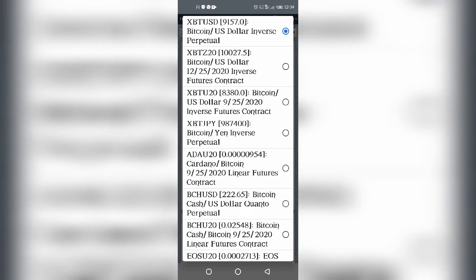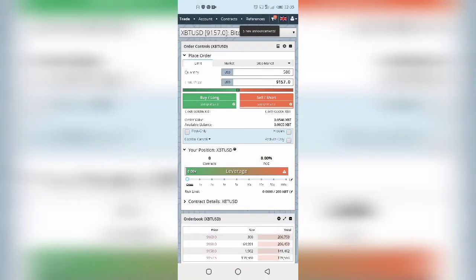Now I advise you that you should use XBT USD to trade. That is the one that's equivalent to the normal BTC we have on other exchanges. So use XBT USD to trade on Bitmex.